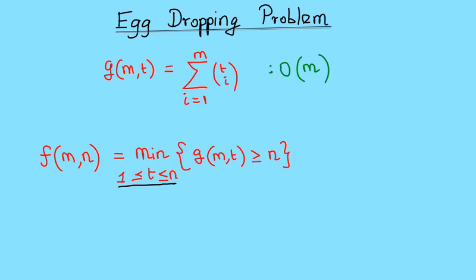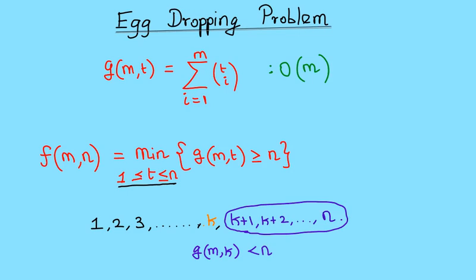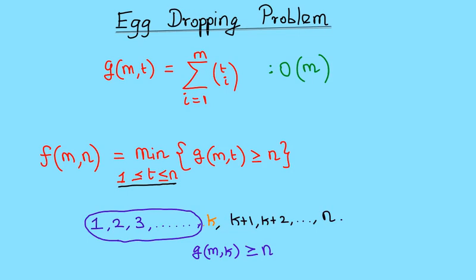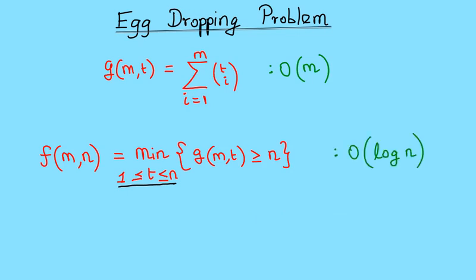We can get the minimum t value by using the binary search. Choose the midpoint k and calculate g(m, k). If g(m, k) is less than n, we have to check the right half. If g(m, k) is greater than or equal to n, then we have to check the left half. Continuing this way, we can get the minimum t value in big O of log n steps. So there are big O of log n values to be calculated, and each of which can be calculated in big O of m time. So f(m, n) can be calculated in big O of m log n time.